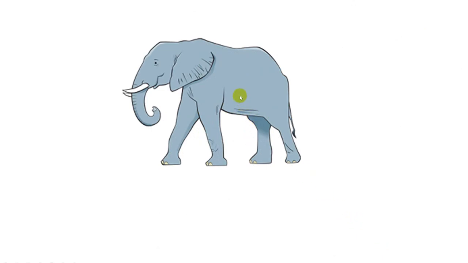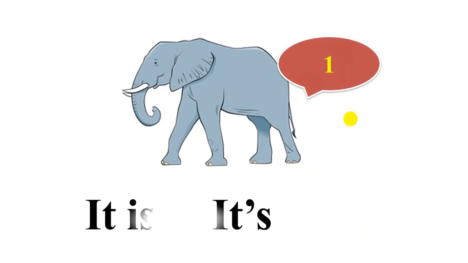Next one. You look at the next picture, please. Can you tell me how many elephants are there? One. Yes. Repeat. It is. Same. It's. One elephant, so you can say, it is an elephant. It's an elephant. It is in a long form. And it's in a short form. Repeat one more time. It is. Same. It's. Good.